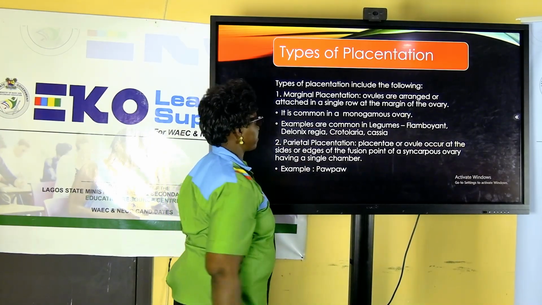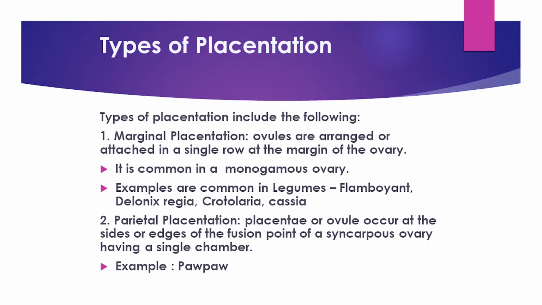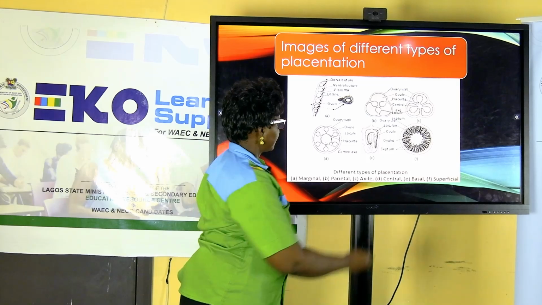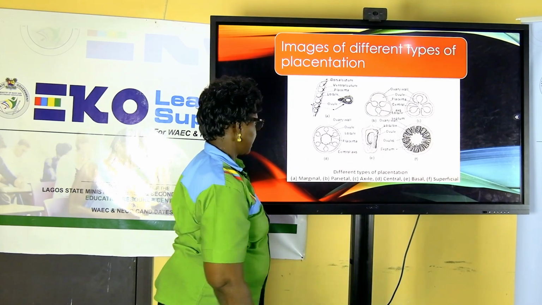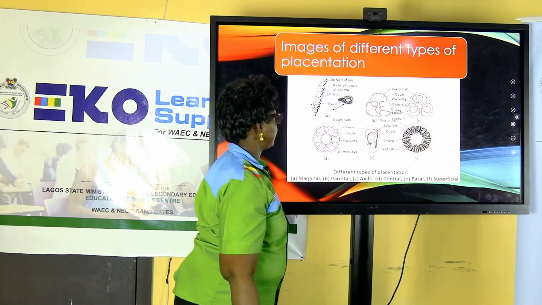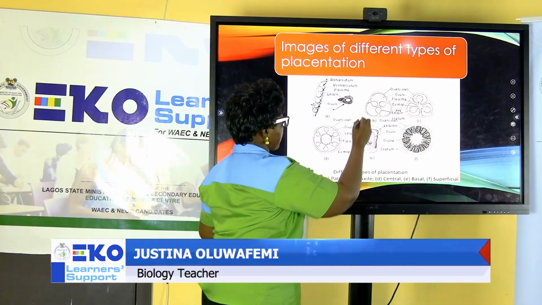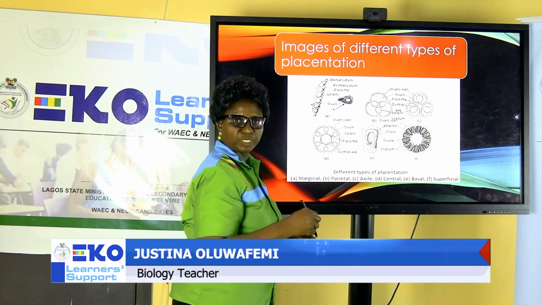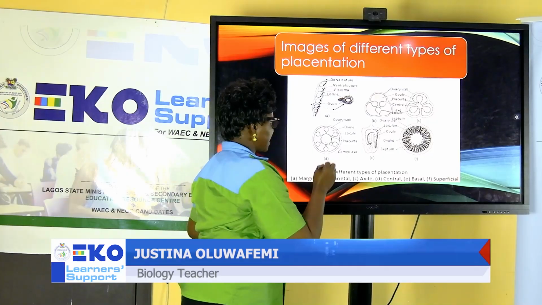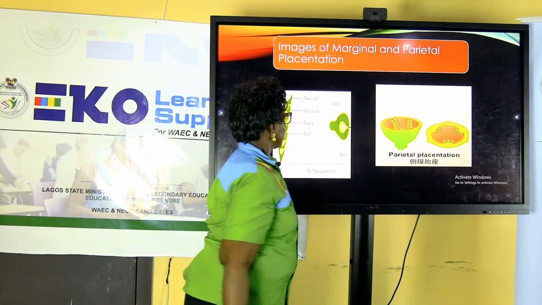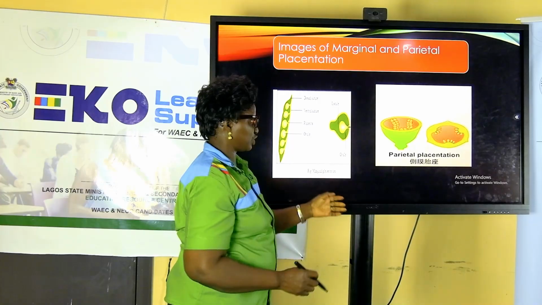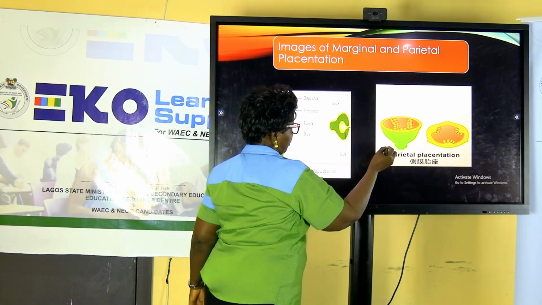The next type is parietal placentation. In parietal placentation, we are saying the placenta or the ovule occur at the sides or the edge. Here is the parietal. There's a difference between this and the other one. When you look at the parietal, you will observe that the ovules are towards the sides or the edges. These are still further examples of marginal and an example of a parietal.